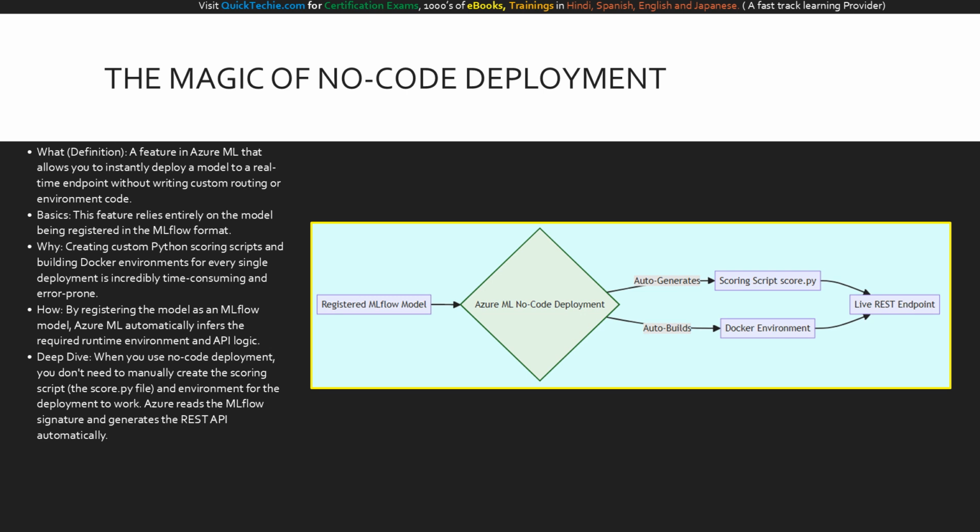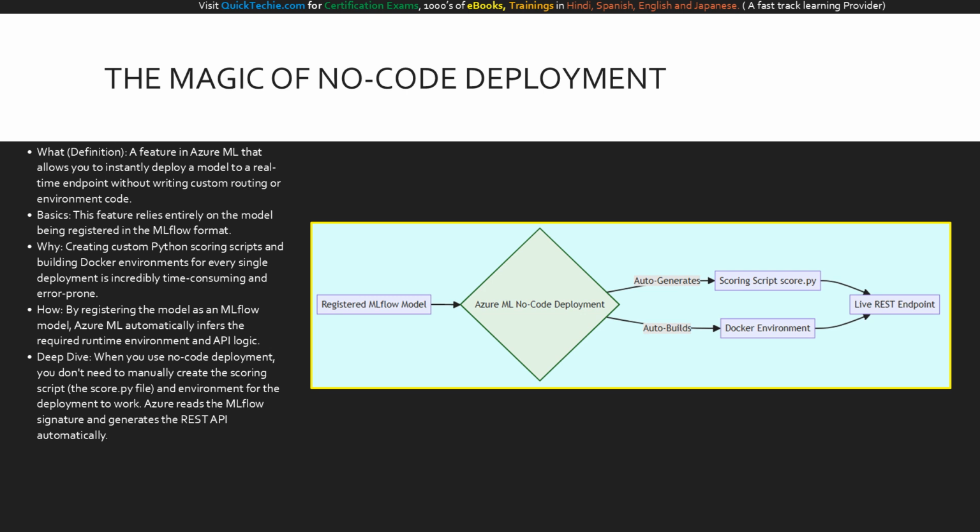But when you register your model specifically as an MLflow model, you can opt for no-code deployment. Because the MLflow package already contains the input schema and dependencies, Azure ML can automatically generate the scoring script and build the runtime environment for you. You literally click Deploy, and within minutes, you have a live, highly scalable REST endpoint without writing a single line of infrastructure code.